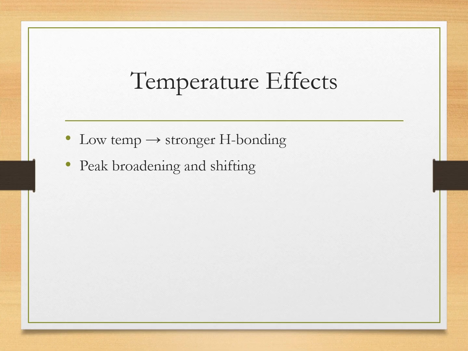Temperature effect. Temperature has a significant effect on hydrogen bonding. Lower temperatures strengthen hydrogen bonds, leading to lower stretching frequencies, broader peaks, and increased intensity. At higher temperatures, hydrogen bonds break, shifting peaks back toward the free OH position.